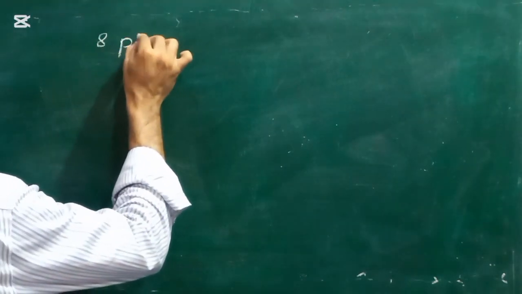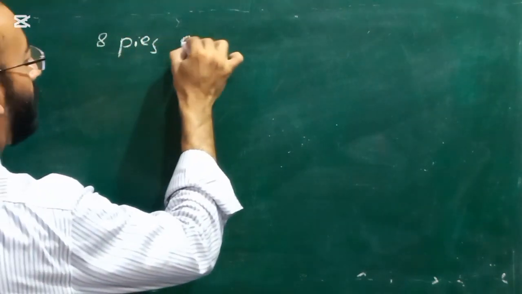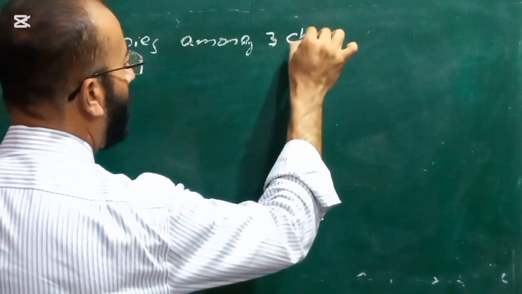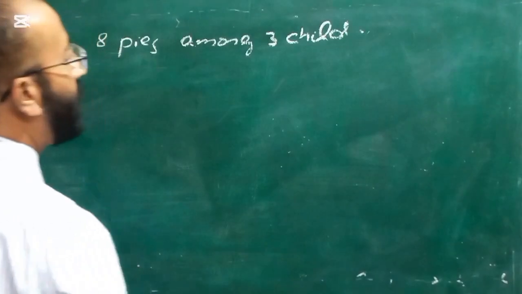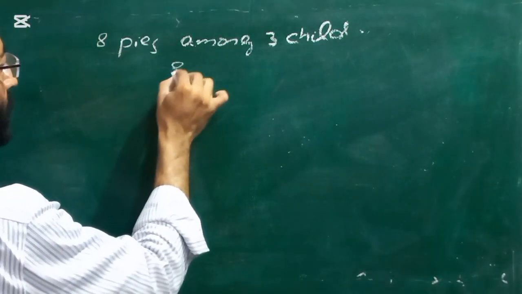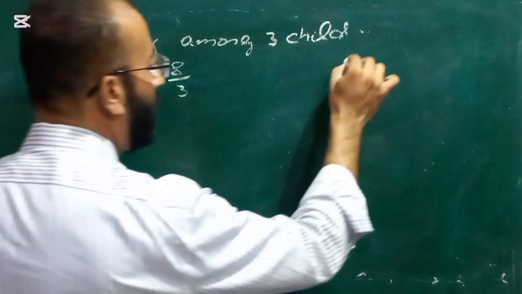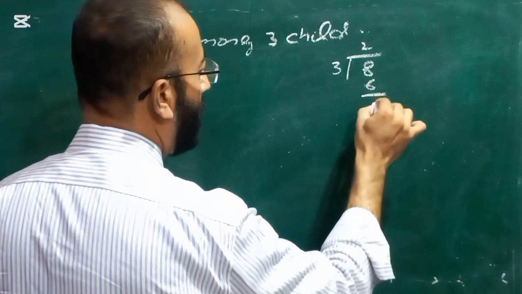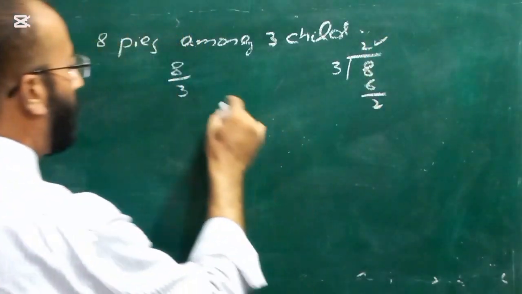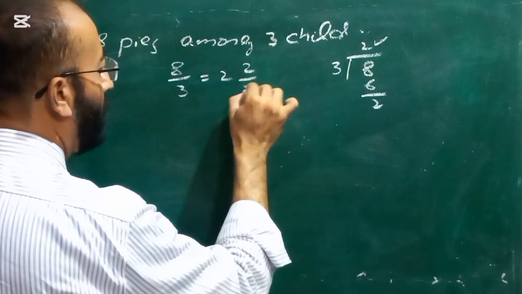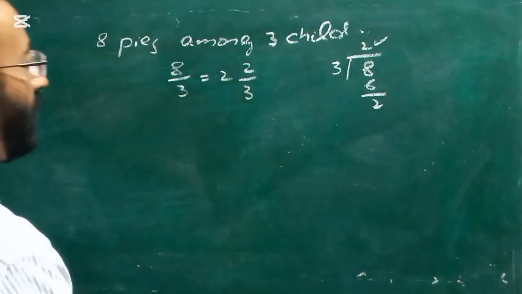The question is 8 pies are divided among 3 children equally. What fraction will each get? Okay, we will divide 8 divided by 3. So 8 divided by 3. So solve it. 3 2s are 6. So this is the whole number. This will be the numerator and this will be the denominator. So this is the fraction each child will get.